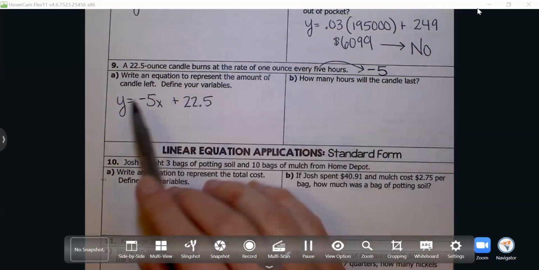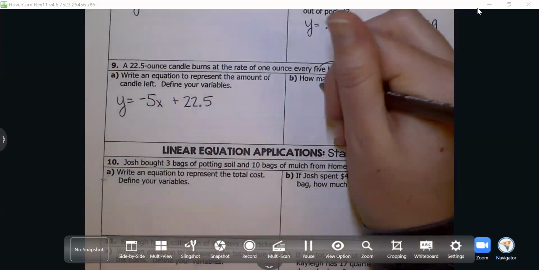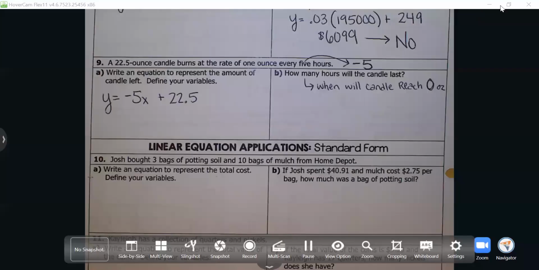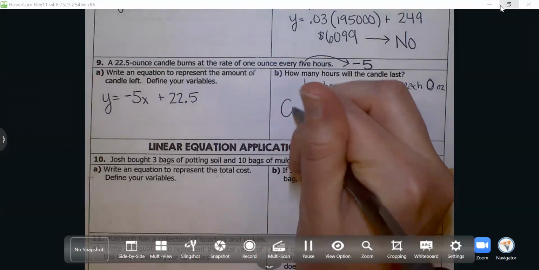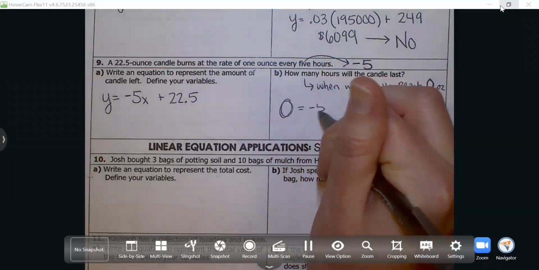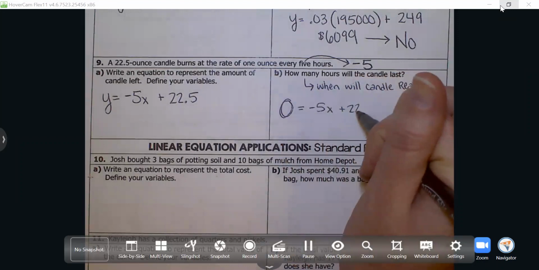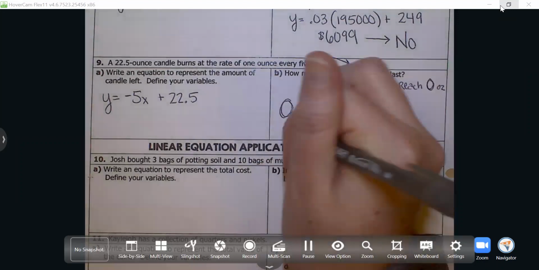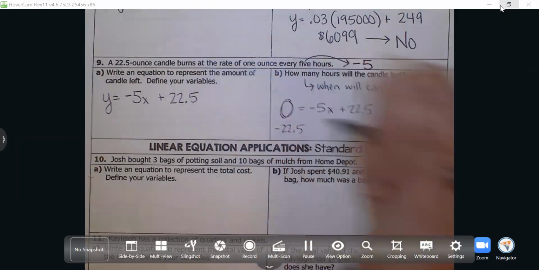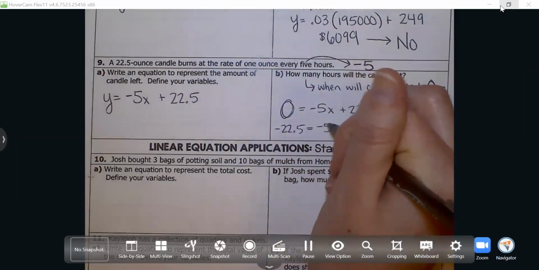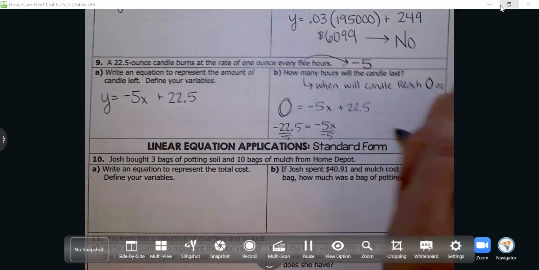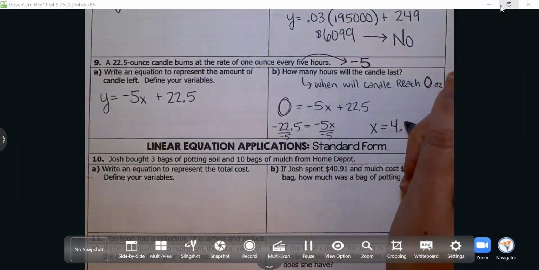How many hours will the candle last? That means when is this going to be at 0? So I have 0 equals -5x plus 22.5. And so I can subtract my 22.5 to the other side. And when I divide by -5, I get a final answer of 4.5 hours.